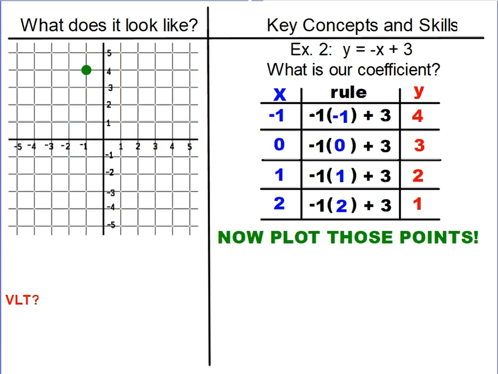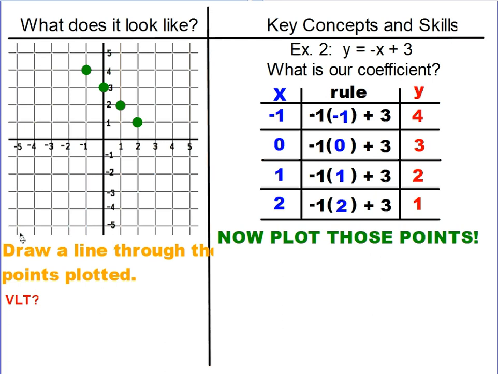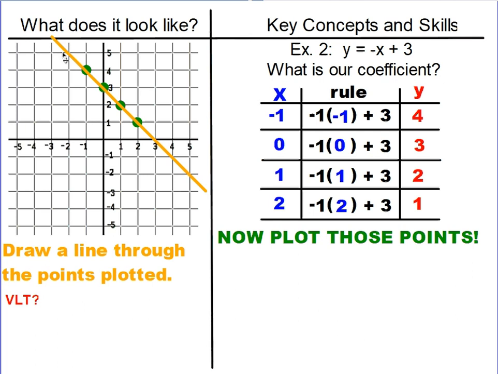Once you have that point plotted, you can plot the other ones. And so we're going to have (0, 3), (1, 2), and (2, 1). And so you're kind of noticing that pattern as it's going down. So always draw that line through the points plotted, and make sure when you draw that line, you're going the whole way through.